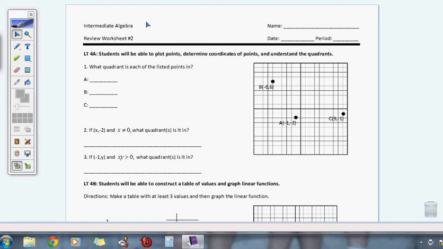Let's get our review on for intermediate algebra review worksheet number 2. We have our unit 4 test coming up quickly. So let's review and look at the areas where we're really going to need some extra practice.